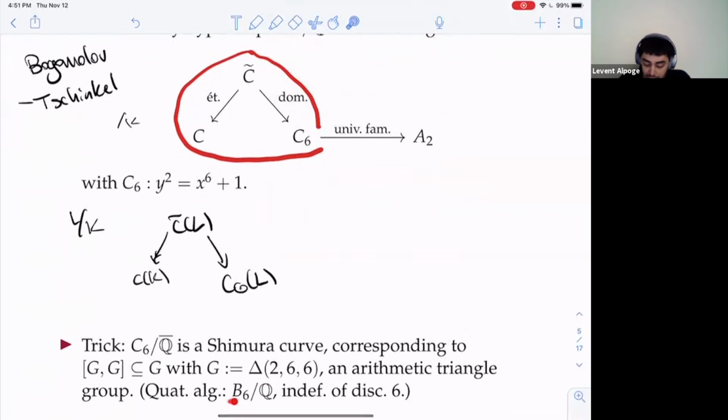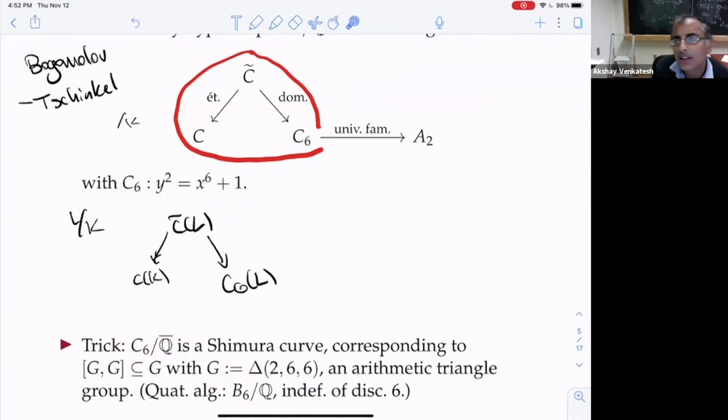And I said Shimura curve, so the corresponding quaternion algebra is the indefinite quaternion algebra of discriminant 6. By virtue of being a Shimura curve, over Q bar, it's not like the model I've given you over Q is the canonical model, because Shimura curves don't have real points. But over Q bar, it is a Shimura curve of level structure. And so it admits a very great family of abelian surfaces over it, abelian surfaces with quaternionic multiplication by an order in this quaternion algebra.